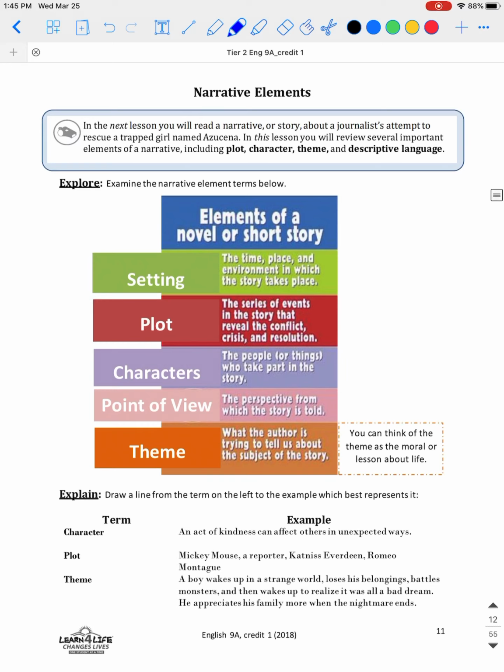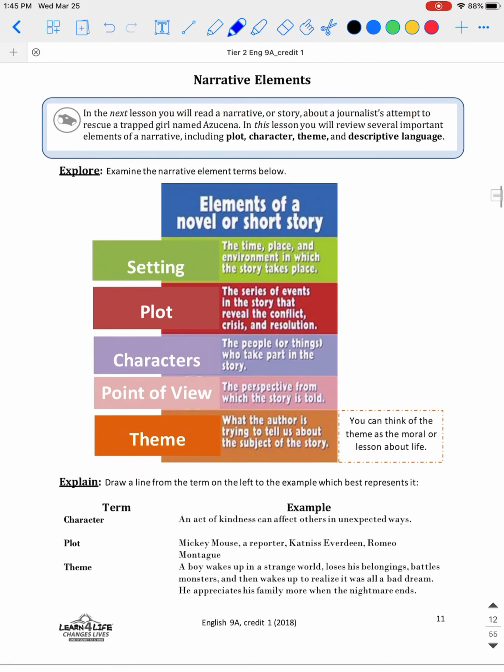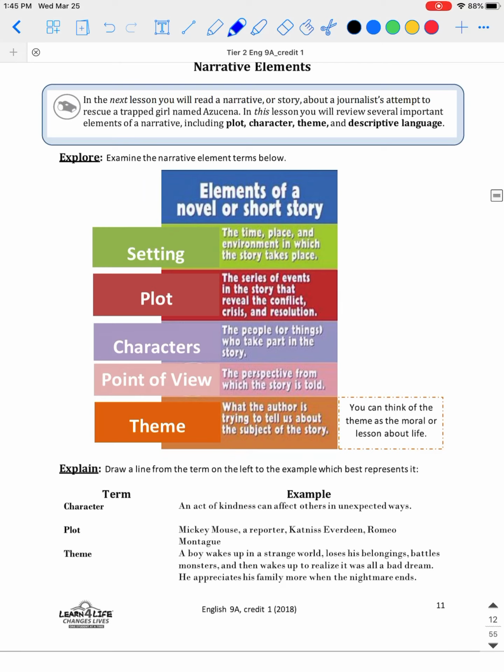So now we're going to look at different elements of a novel or short story. We're going to read a narrative about a journalist's attempt to rescue a trapped girl named Azucena. In this lesson, you will review several important elements of a narrative, including plot, character, theme, and descriptive language. The first one is setting, in the green. A setting has to do with the time, place, and environment in which the story takes place. The plot, in red, is the series of events in the story that reveal the conflict, crisis, and resolution.